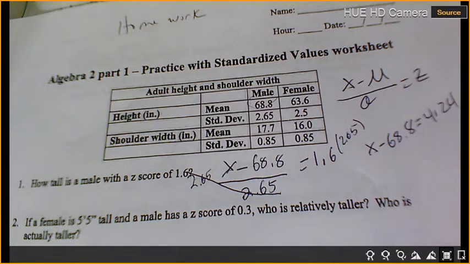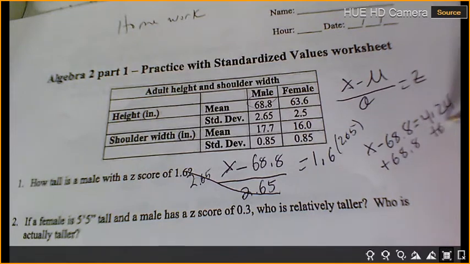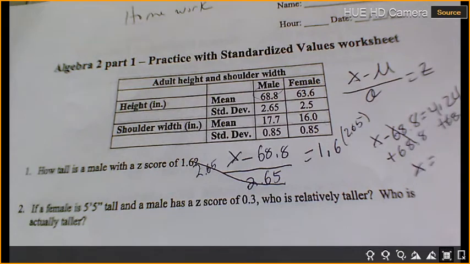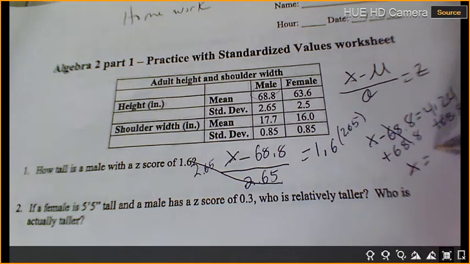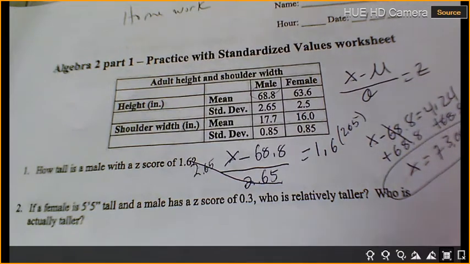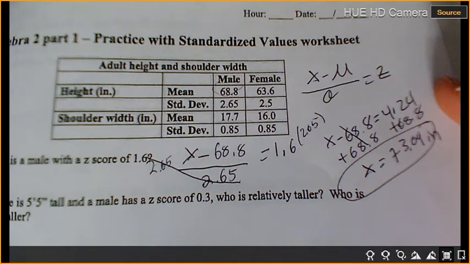Where are we lost? It was just a lot. It's okay. Sometimes you just like to repeat exactly what I say and then you get it. Can't hurt everybody else to hear it twice. I add 68.8 to both sides. So if I have 68.8 plus 4.24, the male that we're talking about was 73.04 inches tall. 73.04 inches tall.